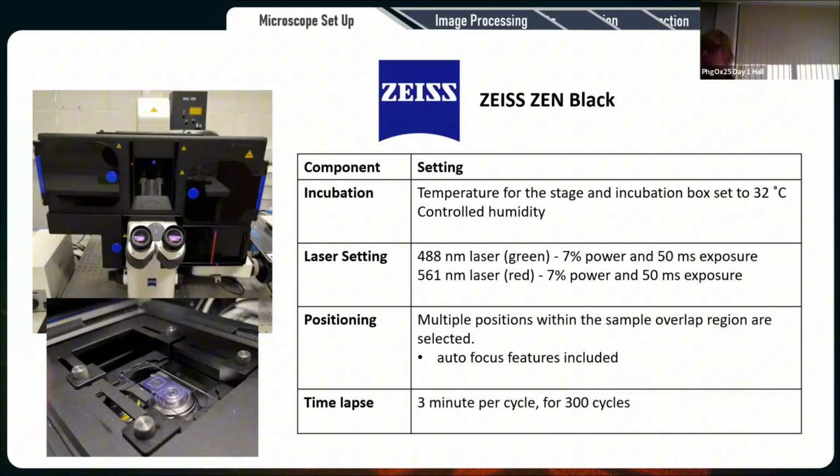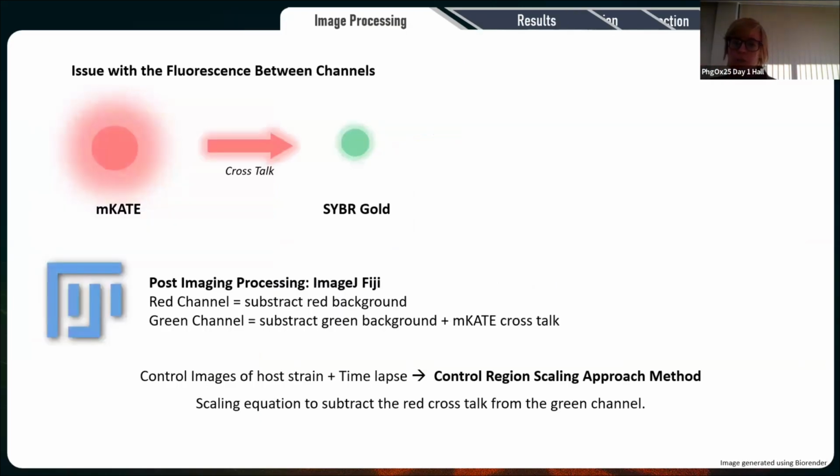But we can set it for longer if we want. So the final step of this pipeline is image processing, which is quite an important step. I mentioned before how we're using the M9 media background. Although it's transparent, it will still produce a small amount of background fluorescence, in addition to the signals that we see. So we had to go through a round of subtraction.